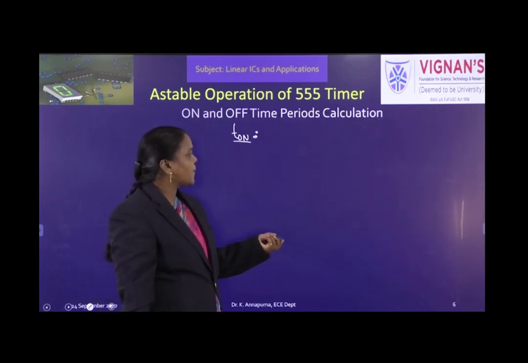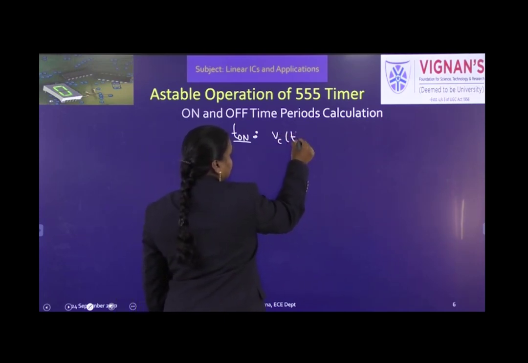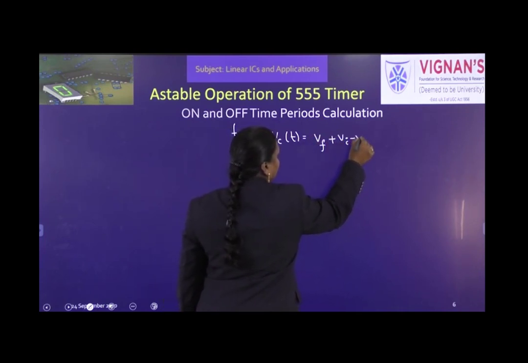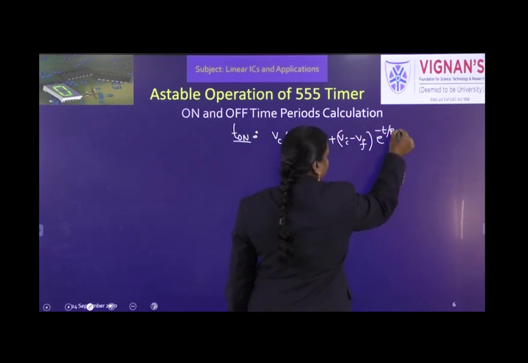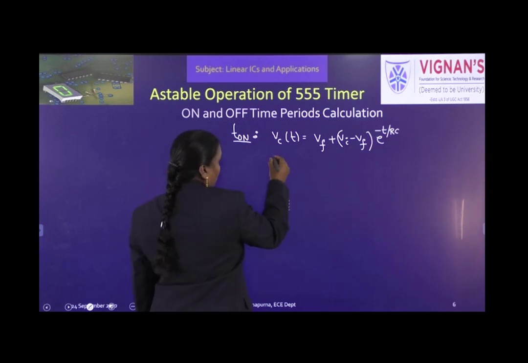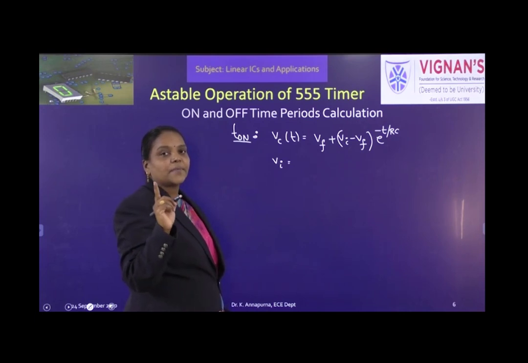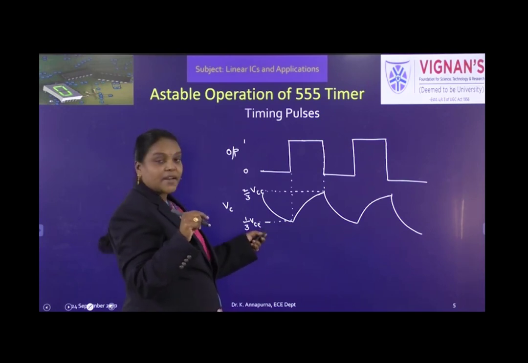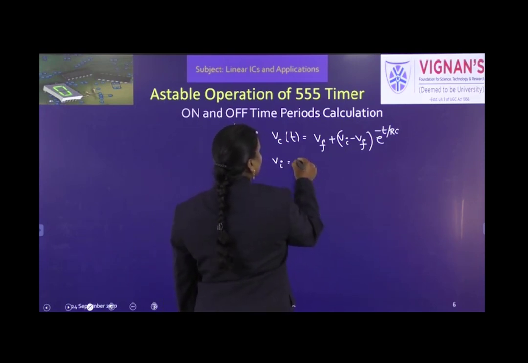We know the capacitor voltage expression: VC of t is equal to V final plus (V initial minus V final) times e to the power minus t by RC. This is the general expression for the voltage across the capacitor. Now, what is the initial voltage? From where is it starting? During the on period, the capacitor's starting voltage is 1/3 VCC, and its target, the final value, is VCC. So V initial is 1/3 VCC.